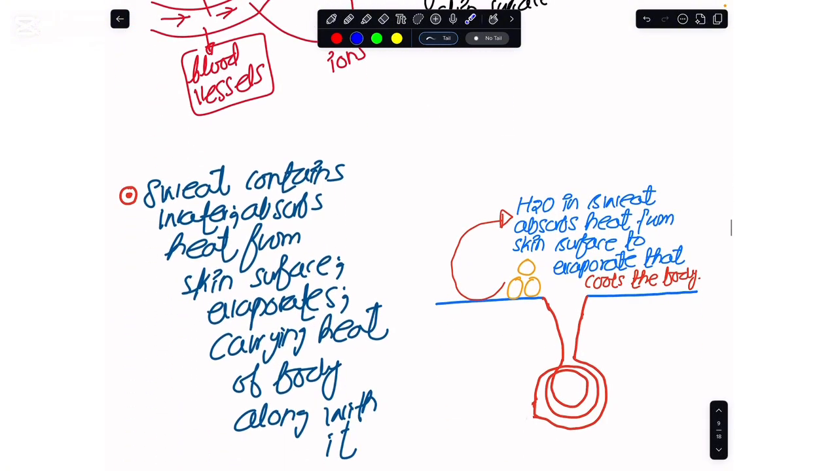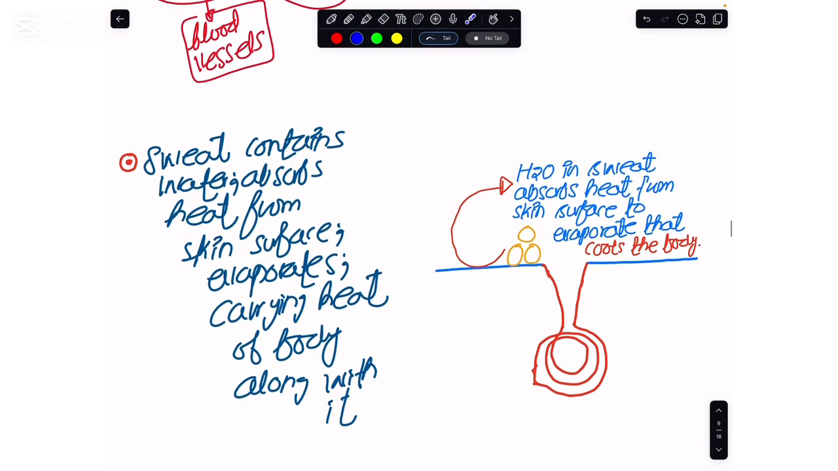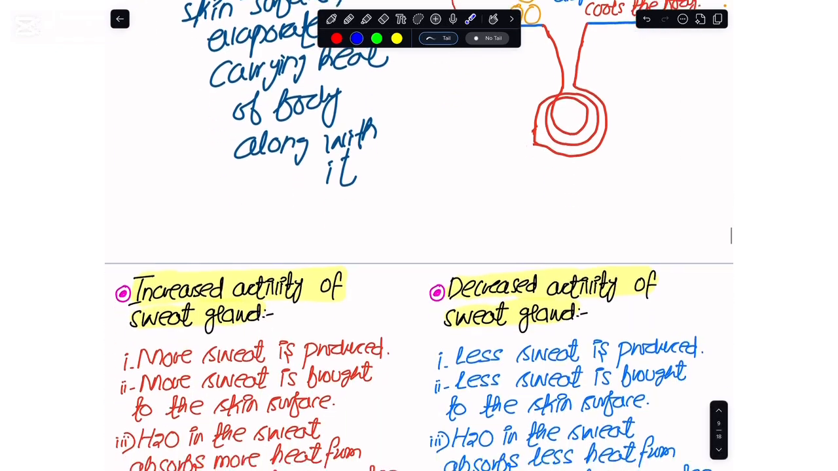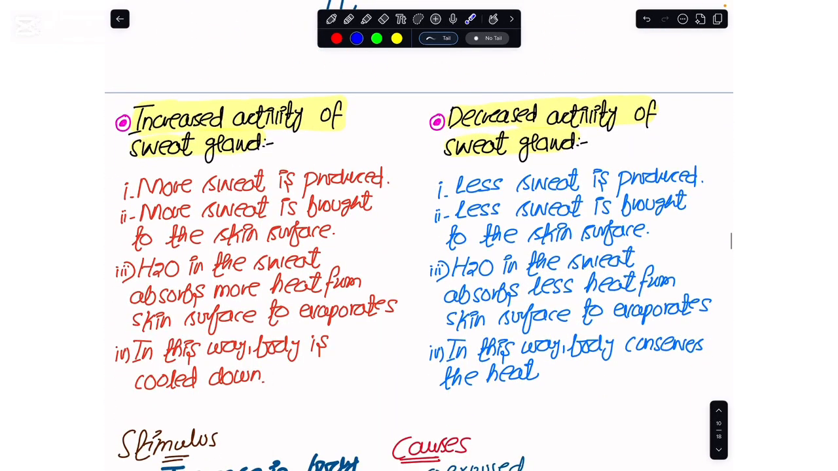Now we have something to understand with respect to the sweat gland: when the sweat glands have brought the sweat to the top surface of the skin, the sweat has a lot of water in it, and that water in the sweat absorbs the heat from the skin surface and evaporates. So when this evaporates, in return, it helps to cool down the body.